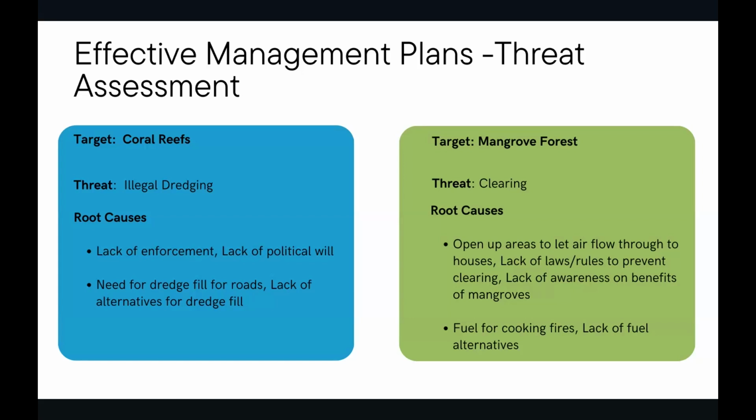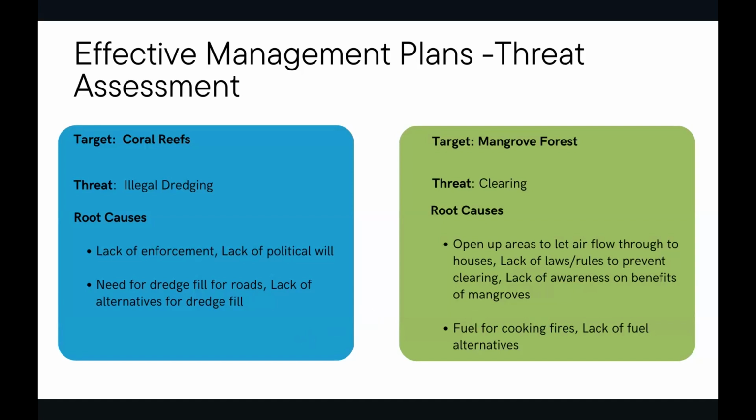So if we know that there's a lack of enforcement, a lack of political will, some of the actions, this is a tough one to address, but it might be trying to either work with the enforcement agency to improve enforcement, or maybe have volunteer surveillance out there that partners with enforcement, and then trying to influence decision makers to improve enforcement. There also might be a need for dredge to fill roads, and that could be a reason why illegal dredging is happening, and that there's a lack of alternatives.